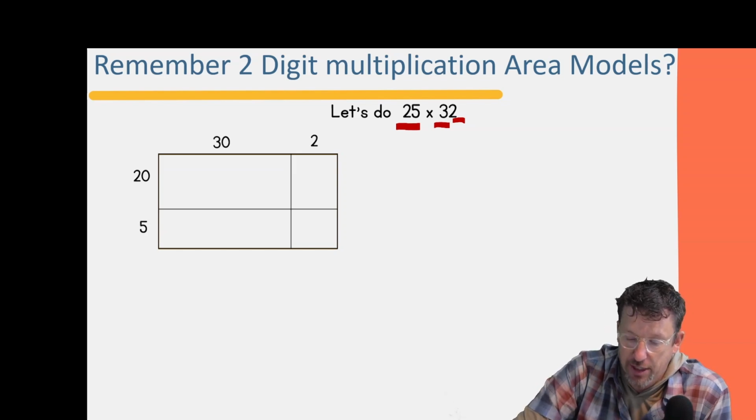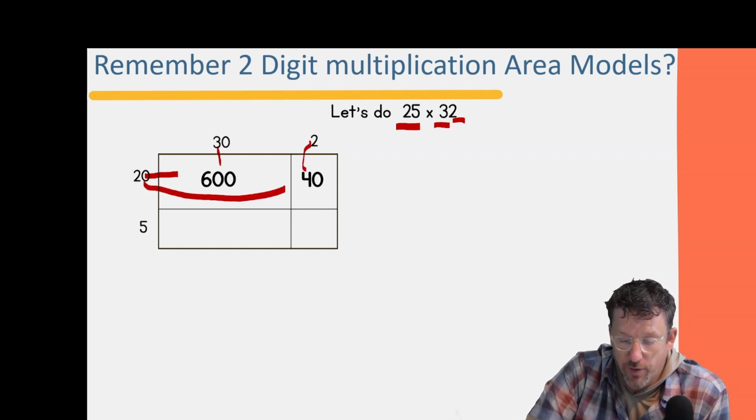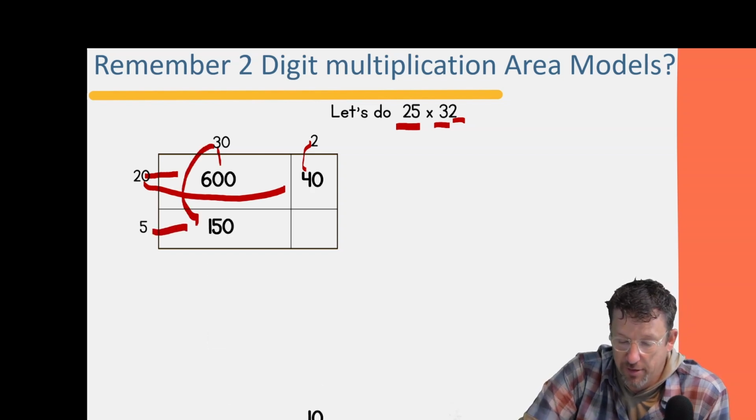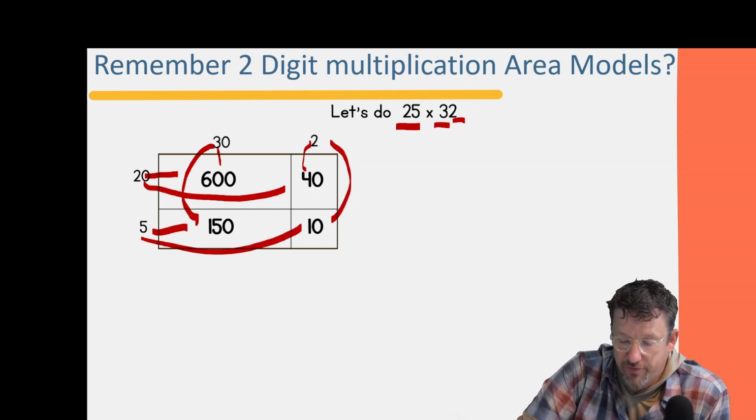So all you would do is take each one of these parts and multiply them together. So 20 times 30 equals 600. And then 20 times 2 equals 40. And then 30 times 5 equals 150. And 2 times 5 equals 10. And what you've done is a lot of multiplication.